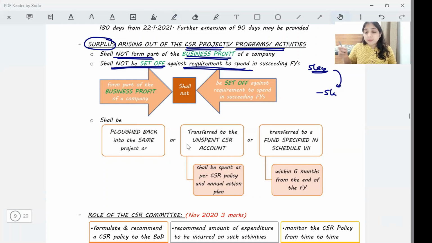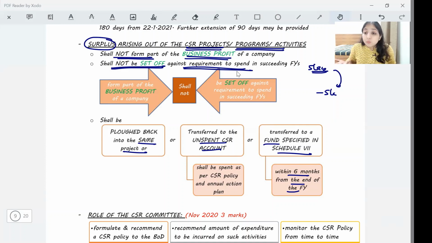No. Whatever surplus, whatever profit you make out of CSR activity, you should use it in that same CSR activity, or you should transfer it to unspent CSR account if you have an ongoing project, or you should transfer it to Schedule 7 fund within 6 months from the end of the financial year. You understood? So first of all, the company won't even make any profits out of CSR activities. But by chance, by mistake, if the company does make some profit out of CSR activities, then that profit will not be treated as the company's profit. You cannot say in subsequent years you will spend a lesser amount. This year you made 5 lakh surplus, doesn't mean next year you can spend 5 lakhs less.